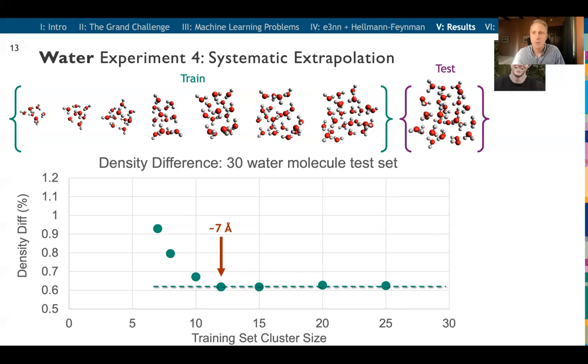And that's saying something really important, because remember that the whole promise of this scheme was that we would use it to get long-range forces from short-range training data. And this is sort of indicating that that's probably true.